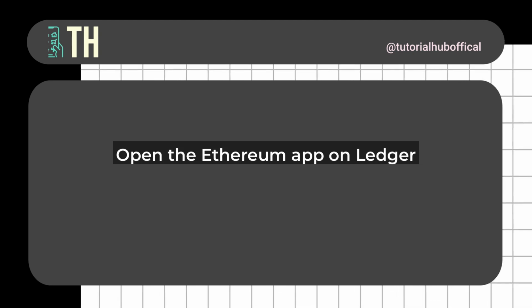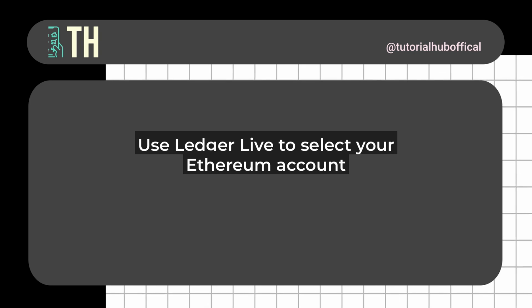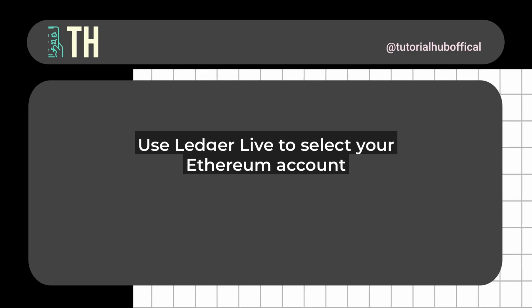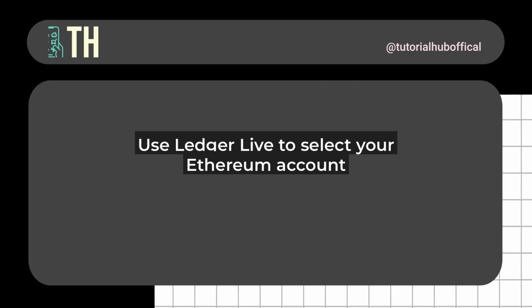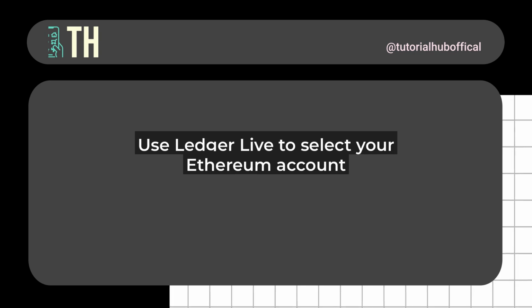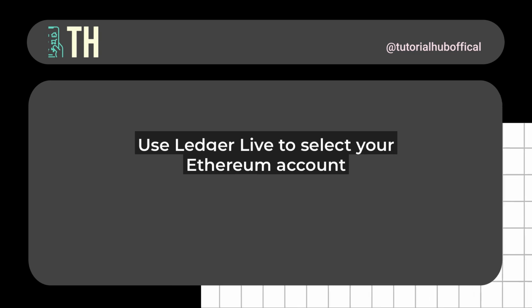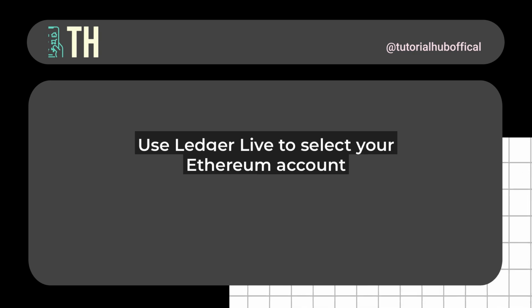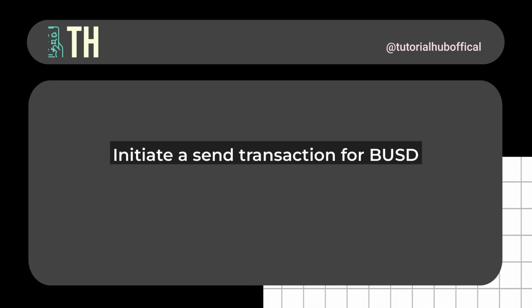Let's get started. First things first, connect your Ledger Nano X to your computer using the USB cable and enter your PIN to unlock it. Once you're in, open the Ethereum app on your Ledger because BUSD is an ERC20 token on the Ethereum blockchain. Now, head over to your computer and launch a compatible wallet interface like Ledger Live. In Ledger Live, navigate to the Accounts section and select your Ethereum account where your BUSD is stored.